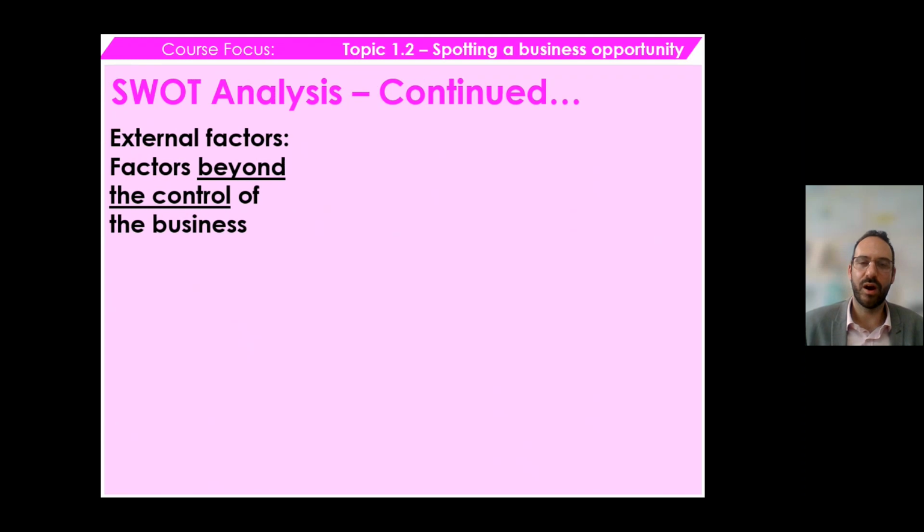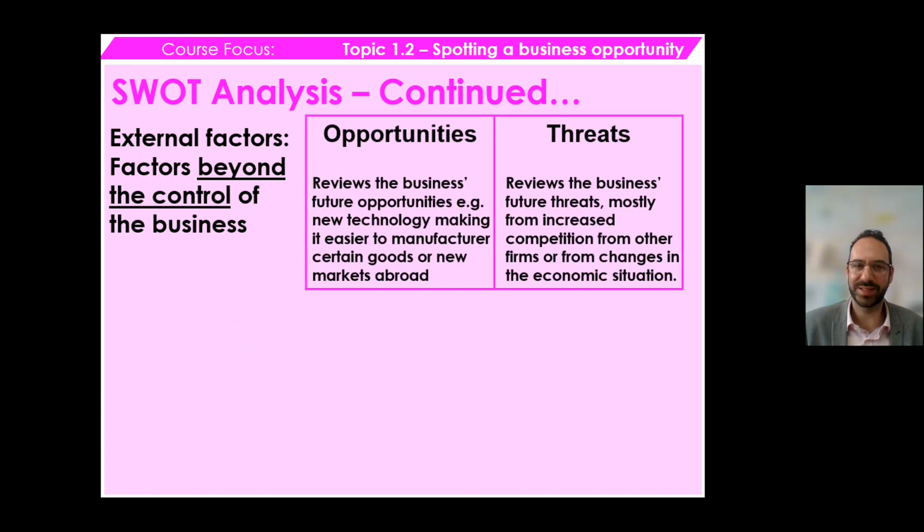Now, the O and the T, so we set out opportunities and threats. These are your external factors. These are happening outside of your business. Your opportunities reviews the business's future opportunities. So this could be like new technology, making it easier to manufacture certain goods. So if there's a new machinery that's coming out that can save heaps of time, that's an opportunity for you to invest in, because it might then turn into a strength.